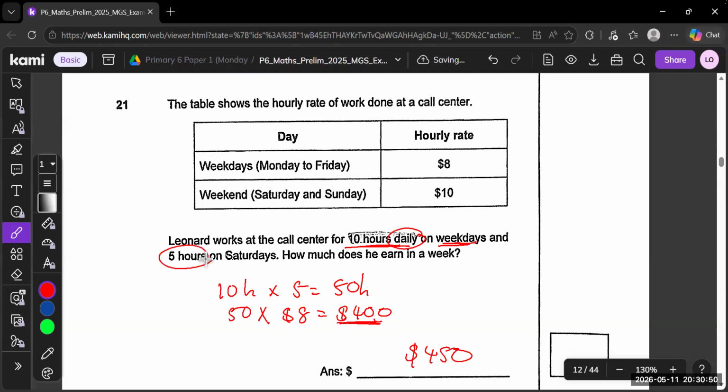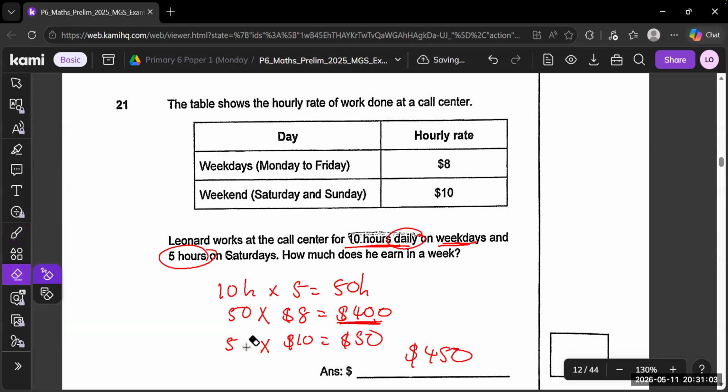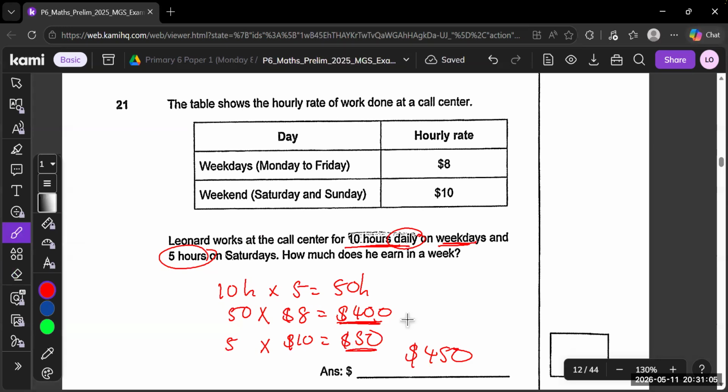He worked 5 hours on Saturday. So how much did he earn on Saturday? 5 times $10, and that will be $50. So 5 hours on Saturday he earned $50. So how much did he earn in 1 week? $450. It's quite easy, not very hard.